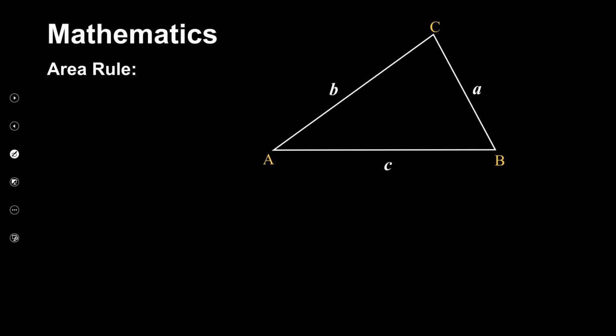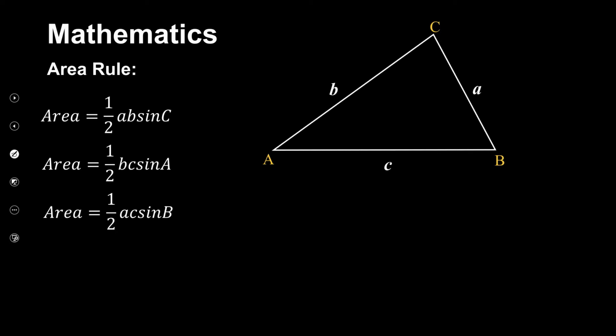Can you remember what the area rule was for any triangle ABC? So we had three versions. The first version was area equals half AB times sine of the angle C. Second one, half BC times sine of the angle A. And the third one, half AC sine of the angle B.